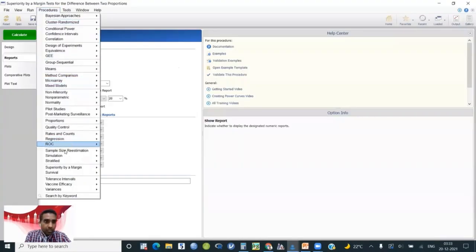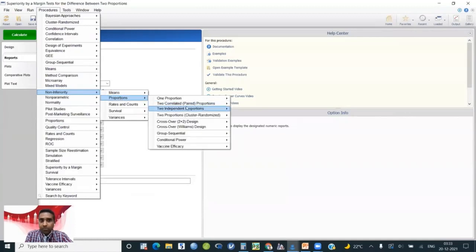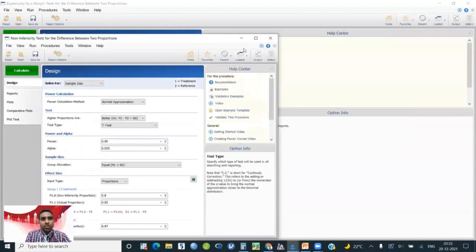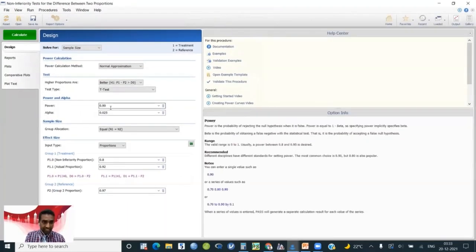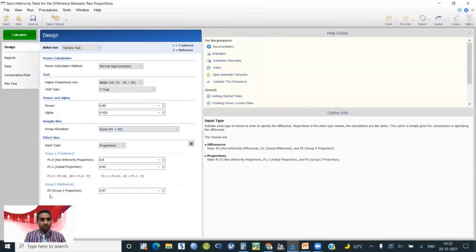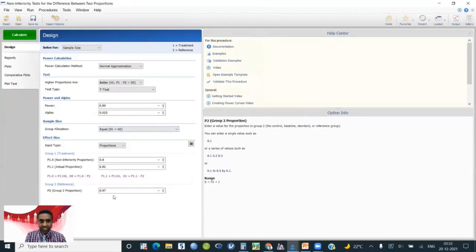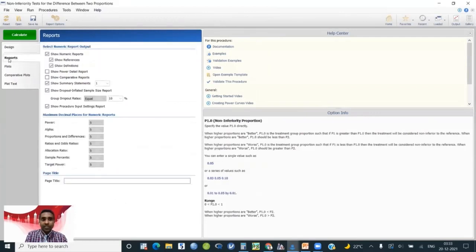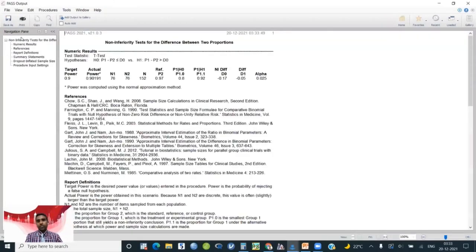The reason for focusing on superiority, non-inferiority, and equivalence trials is that knowledge of these trials is very low among the dental fraternity, so I am giving these examples specifically. So, non-inferiority based upon proportions, two independent proportions, test between two proportions. What is the design here? 90% power, 0.025. The success rate in triantibiotic paste is 97%. Actual success rate in modified paste is 90%. The non-inferiority margin we want to choose is 80%, and the dropout is 10%. Let us calculate the sample size.